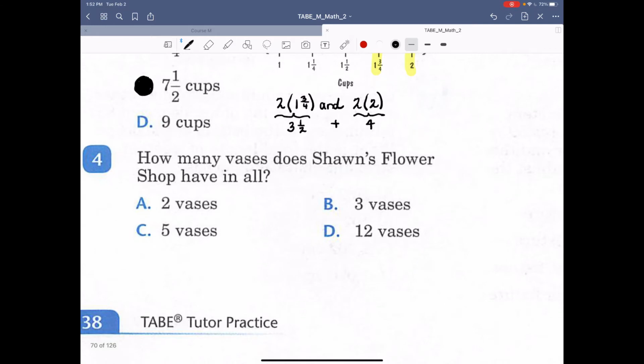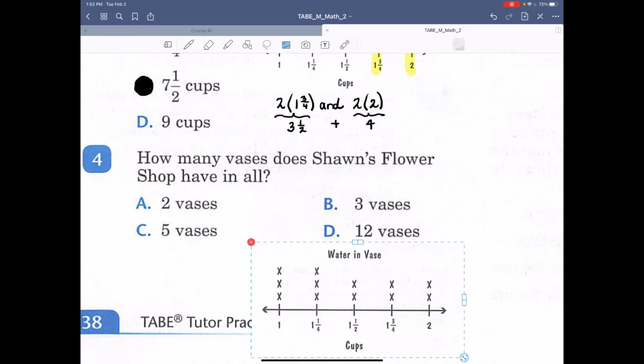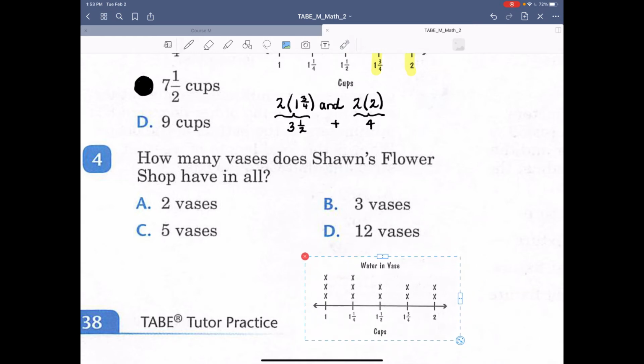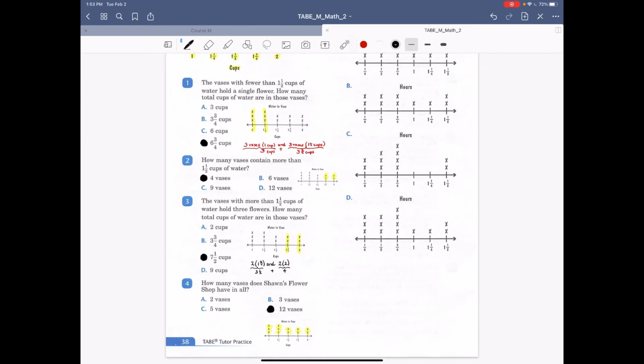We've already answered this one. How many vases, assuming this is all of them, does Sean's flower shop have in all? So you just add them up. Count the X's, basically, is all you're doing, because each X represents a vase. And there are 12 of them. And that is reading a line plot.